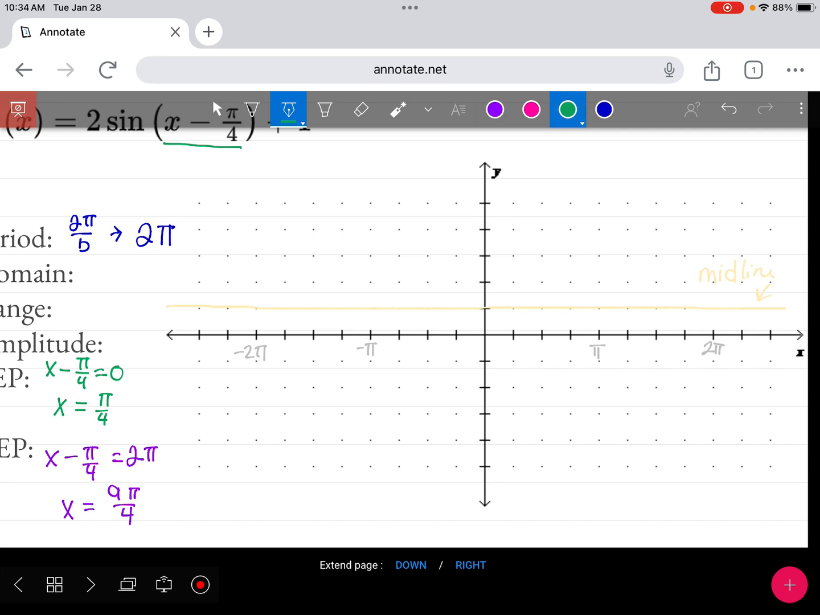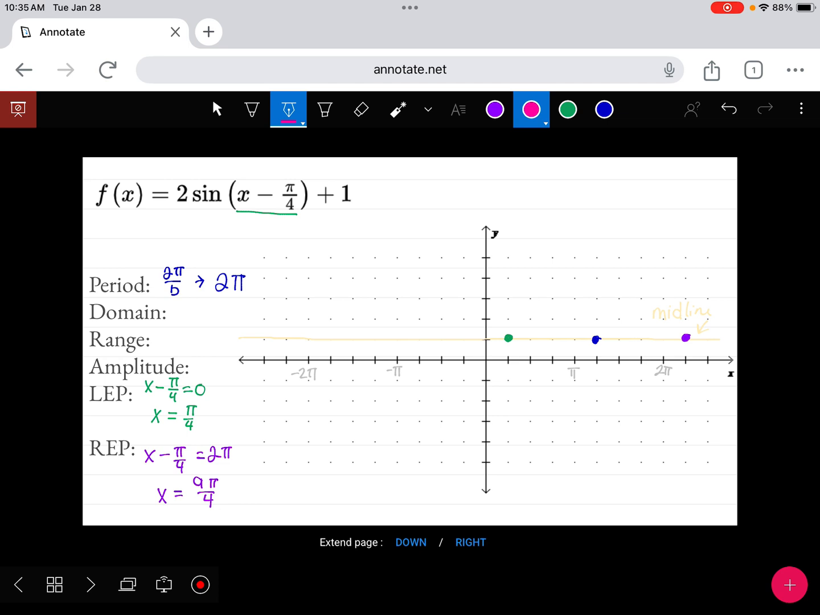We'll get our left endpoint at pi over 4 on the midline up here. And our right endpoint is at 9 pi over 4, which is on the midline. Looking at sine, we have another 0 at the halfway point, so exactly between pi over 4 and 9 pi over 4 is right there. We're always going to have another 0 in between.